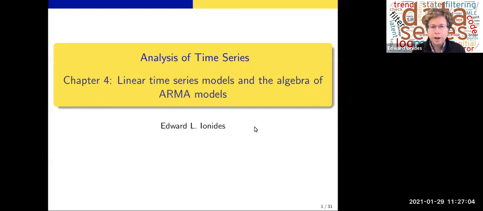This is Analysis of Time Series, Chapter 4, Linear Time Series Models and the Algebra of ARMA Models. So one of the nice things about ARMA models is that a lot of things can be calculated for them, but we have to learn how to do that.